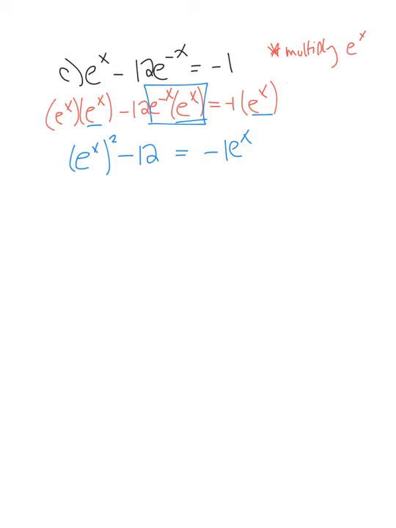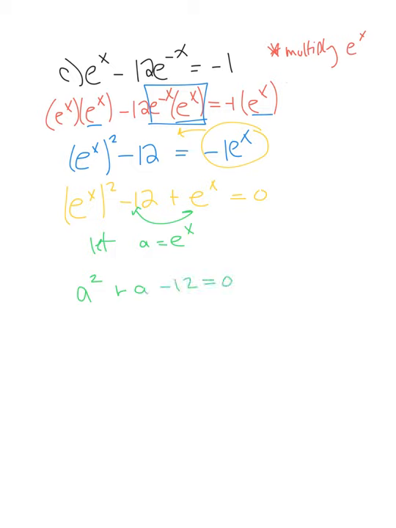Now what I'm going to do is take this term on the right hand side and move it. So e to the x squared minus 12 plus e to the x equals 0. At this point, I'm going to let a equal e to the x, and if you haven't already seen why, you'll see why in a minute. So I'm going to have a squared, I'm just going to rearrange these two, plus a minus 12 equals 0. So I can easily see that now I can go ahead and factor this.